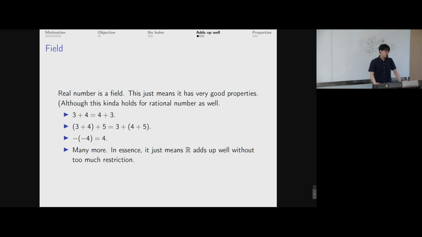Although it's not really specific to R, because rational numbers like Q also have these field qualities. So it's not a specific property that R has, but still R also is a field, so it has a very nice property. So not only does R have no holes, but it also has very good arithmetic properties. As I put on the slide, in a sense, it just means the real number system adds up very well without too much restriction or some very weird pathological properties like some numbers have.